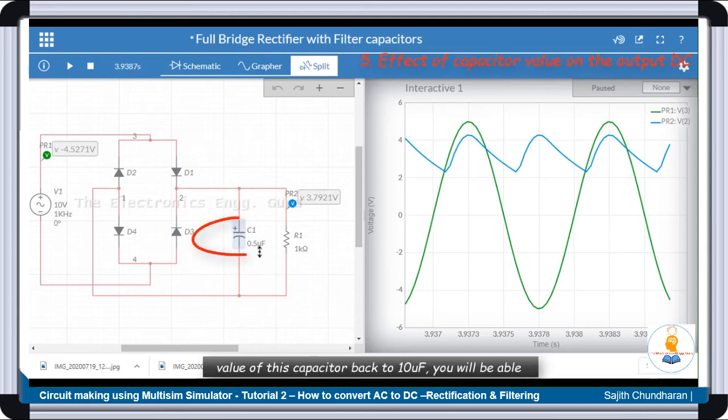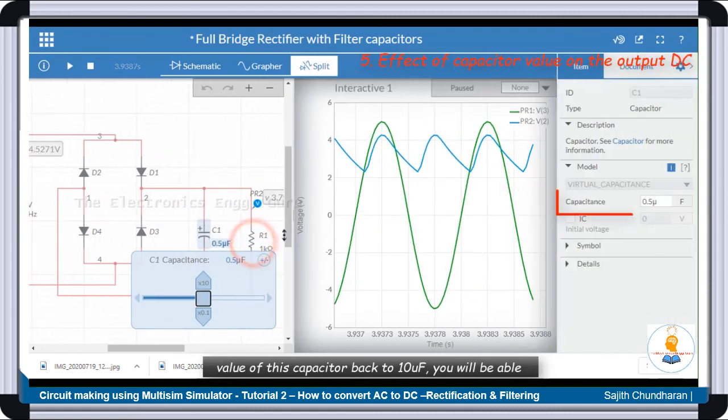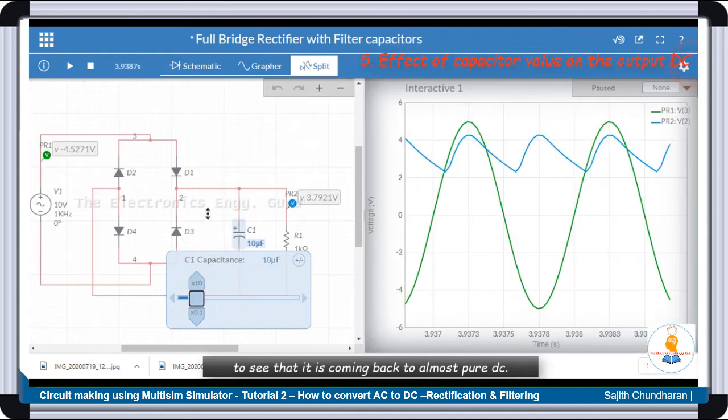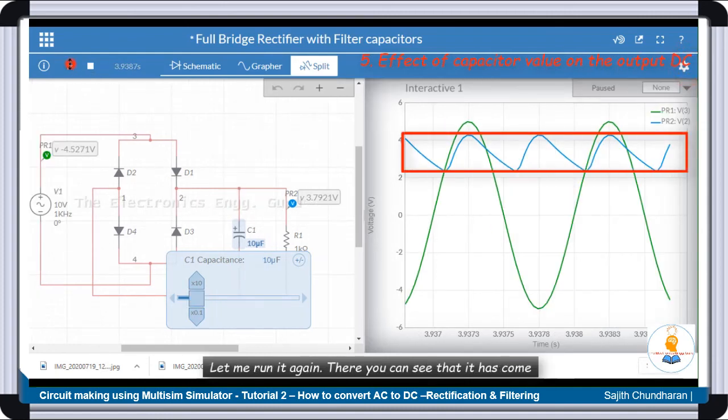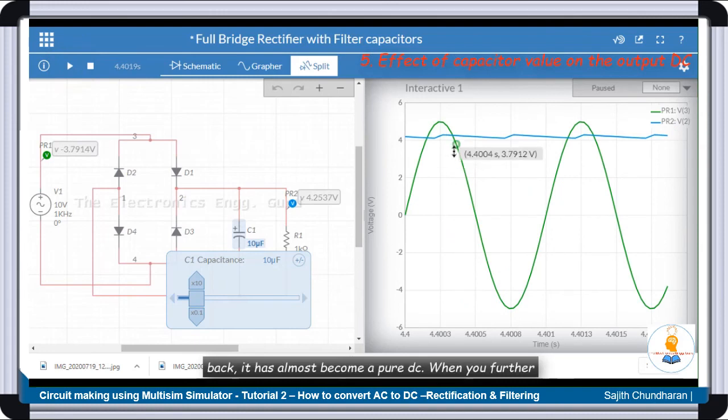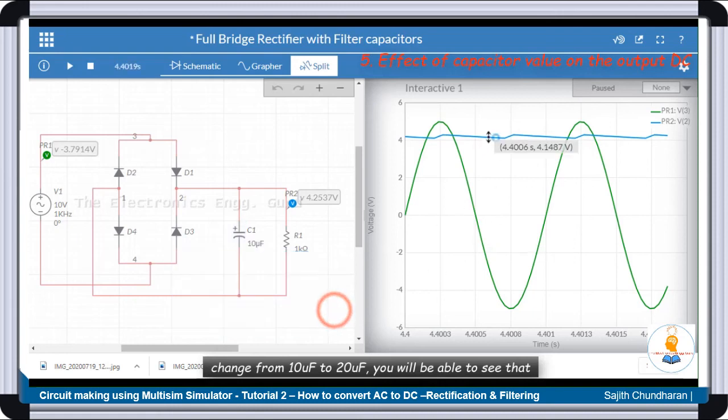Right, so let us take the value of this capacitor back to 10 microfarad. You will be able to see that it is coming back to almost a pure DC. Let me run it again. Here you can see that it has come back. It has almost become a pure DC. When you further change from 10 microfarad to 20 microfarad, you will see that it further removes the ripples and you get a pure DC at the output.